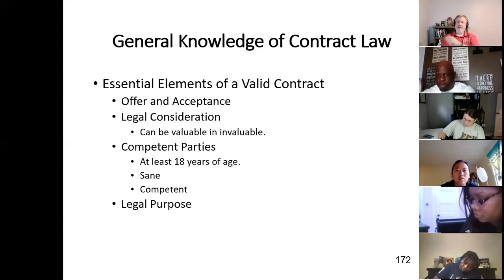How can you claim to have a contract if, one, no one ever made an offer, and two, it was never accepted? That kind of makes sense. So you've got to start there. You've got to have an offer and an acceptance. Then secondly, it says there must be some legal consideration.